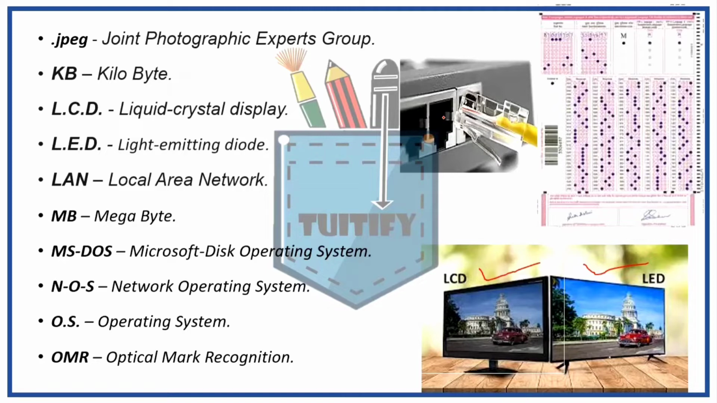Then coming to MS-DOS, we have read this in our schools also. MS-DOS is Microsoft DOS operating system, and it was the main operating system in the 1980s for the IBM PCs. Then coming to NOS, which stands for Network Operating System.